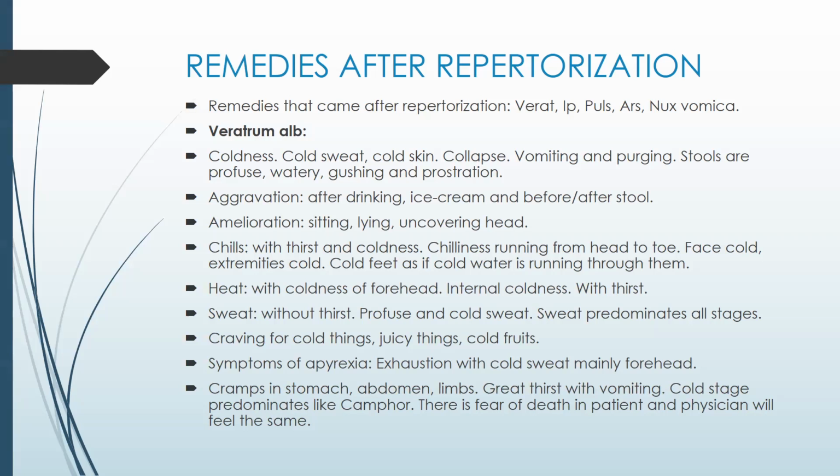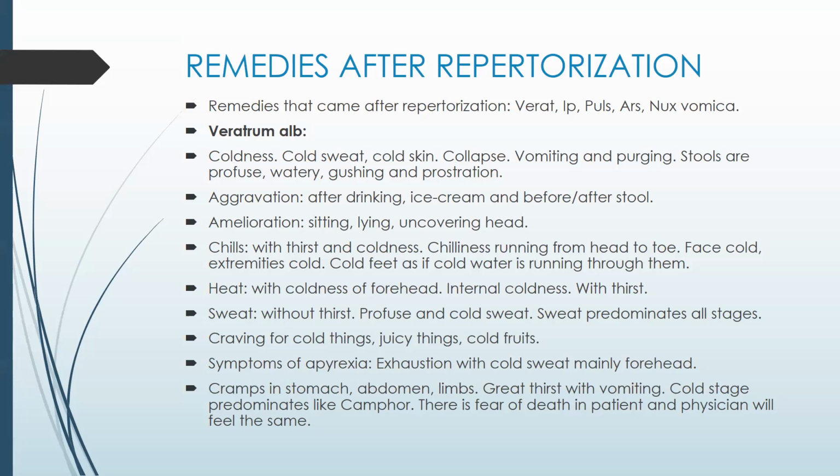In heat also there is coldness of the forehead, internal coldness and heat with thirst. Sweat again is profuse and cold, but sweat is without thirst. Craving for cold things, juicy things, cold fruits. And in apyrexia, there is a lot of exhaustion with cold sweat, mainly on the forehead. There could be cramping in the stomach, abdomen, limbs, and great thirst with vomiting. So cold stage predominates in veratrum.